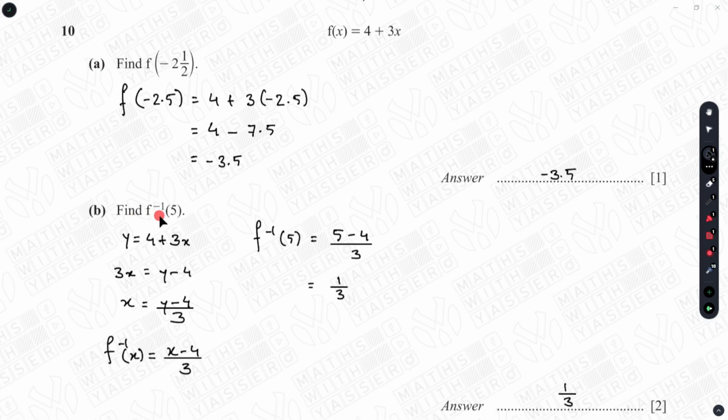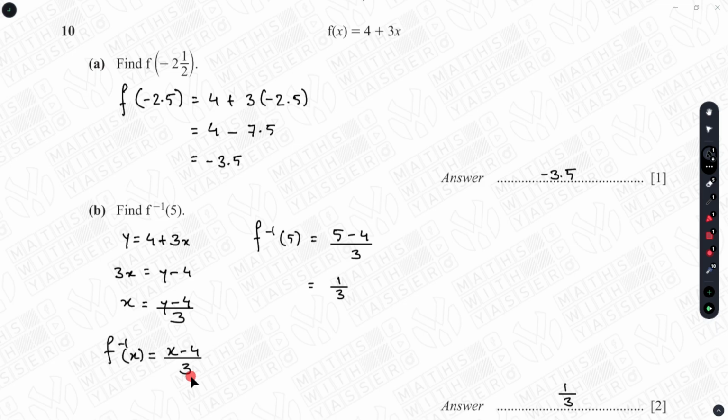Then we need to find the inverse of f, and we also have to substitute 5 as the value for x. So first, let's do the inverse. I'm considering y to be 4 plus 3x. Then I'll make x the subject of the formula. So I can rewrite this equation as 3x is equal to y minus 4. So x will be equal to y minus 4 over 3. Therefore, f inverse of x is equal to x minus 4 over 3.